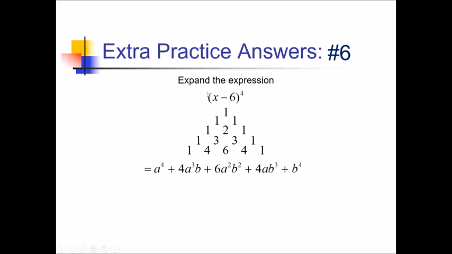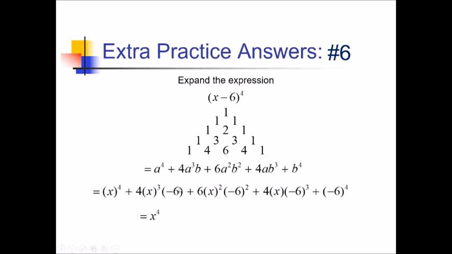For my a's, I'm plugging in x. For my b's, I'm plugging in negative 6. So I've got x to the 4th, 4x to the 3rd times negative 6, 6x squared times negative 6 squared, 4x times negative 6 cubed, and this is going to be negative 6 to the 4th out there. Going through and simplifying, I've got x to the 4th. 4 times negative 6 is negative 24 with an x cubed after it. Let's see here. This is positive 36 if I square that, and that's times 6 gives me 216, I happen to remember. We have an x squared there as well.